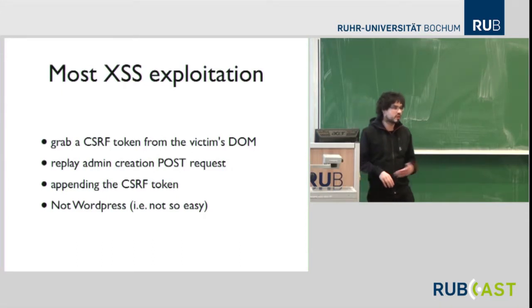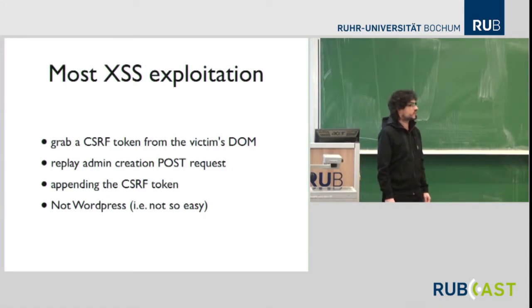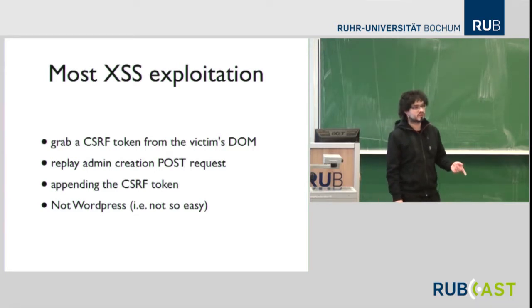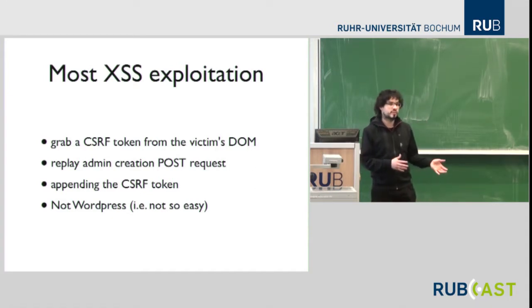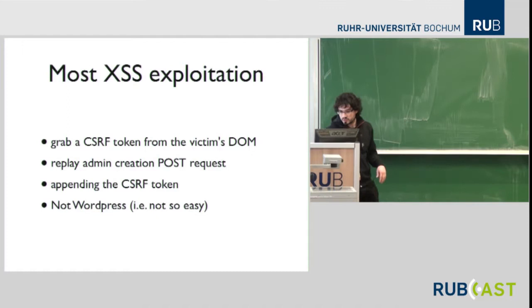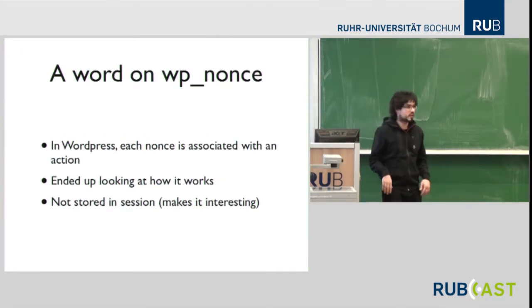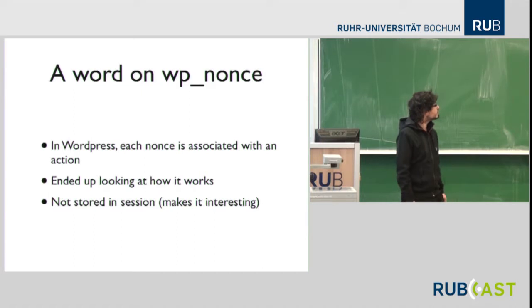So the idea when you have a cross-site request forgery token, if it's a public web application, then you know how the HTTP requests are going to look. So you just have to grab the CSRF token, which is usually stored also in the session, and then replay the create new user POST request. With WordPress, it is like that, but it's a bit more complicated. So I started learning about their token generation, their WP nonce.